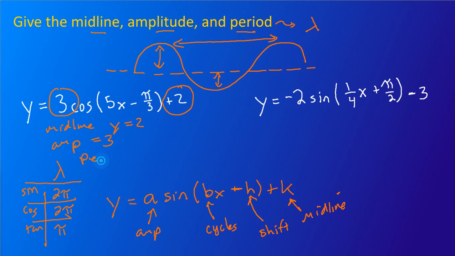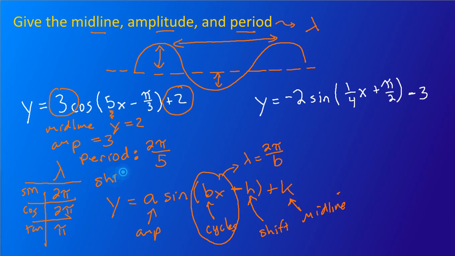Now getting my period is going to be a little bit trickier. My period is going to follow a formula that involves this right here, my B. And that formula is our period is our starting wavelength, so in this case 2 pi, divided by B. In this case, I have a 5 right here, so I'm going to do 2 pi all over B, that's the 5, so 2 pi over 5 is my period.